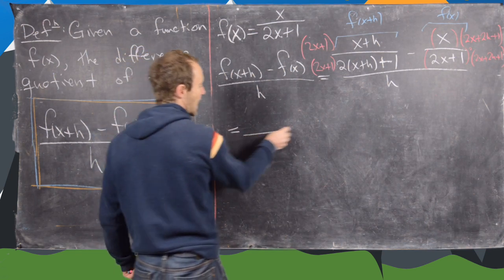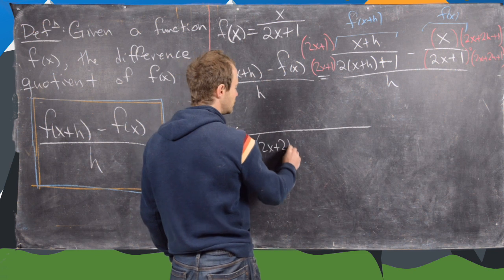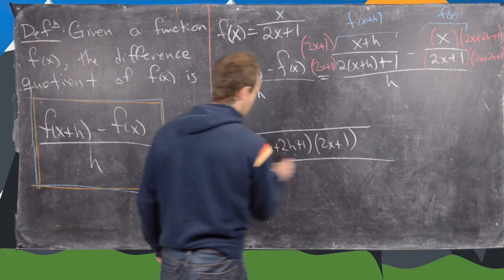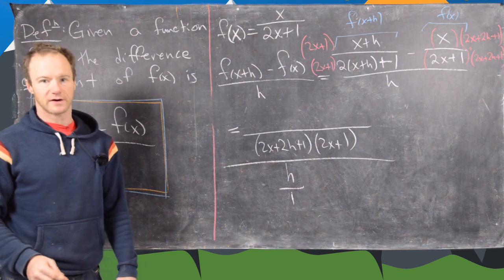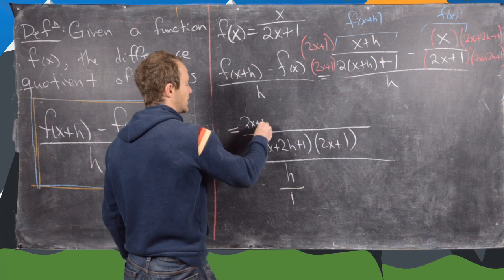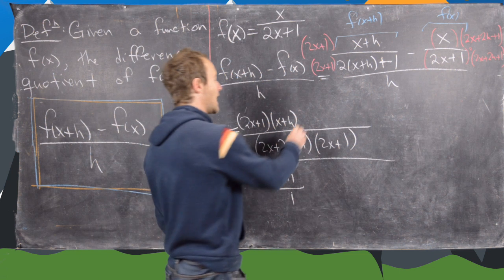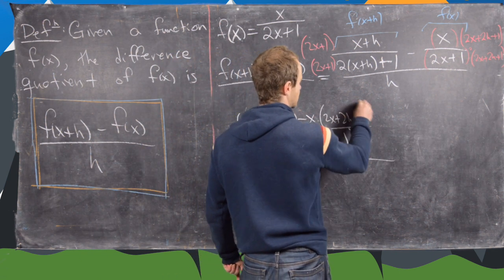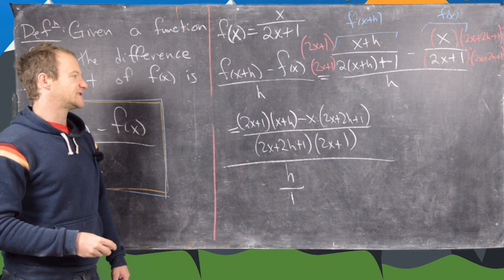So now we've got a big fraction. We're going to have 2x plus 2h plus 1 times 2x plus 1 in the denominator of the numerator. Then we have h over 1 in the denominator. And then upstairs we're going to have 2x plus 1 times x plus h, and then minus x times 2x plus 2h plus 1. Okay, so that's what we have. So let's see what we get.